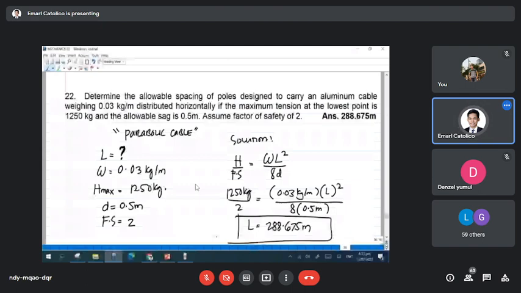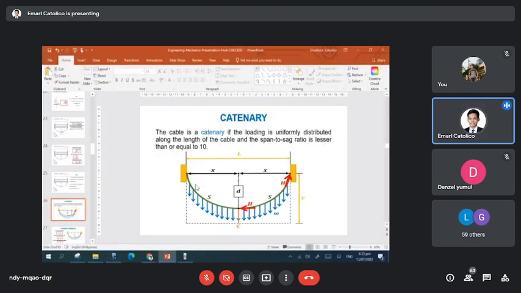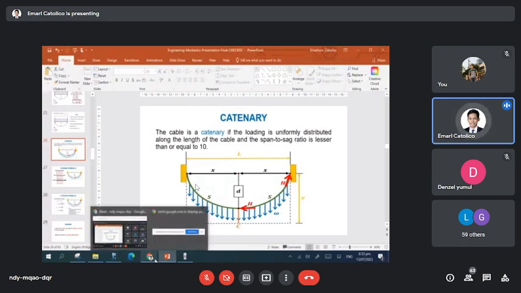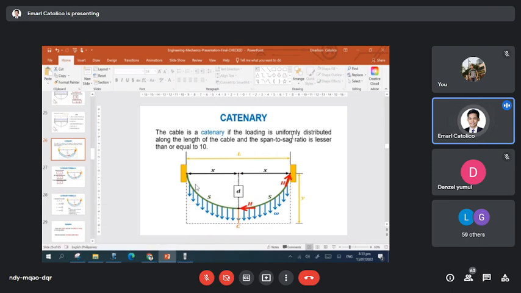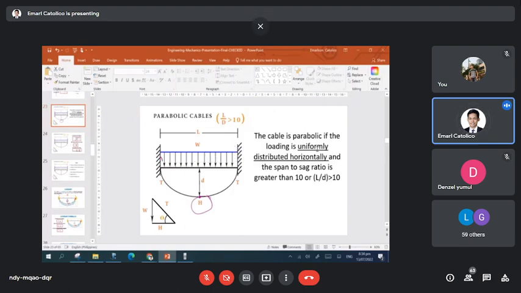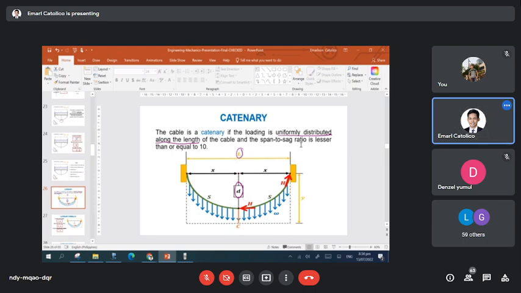Okay, next is the last topic, which is catenary. A cable is a catenary if the loading is uniformly distributed along the length of the cable and the span to sag ratio is less than or equal to 10. So our keyword here, in case L is not given, is uniformly distributed along the length. The keyword for the other one, the parabolic cable, is uniformly distributed horizontally. For a catenary, it is uniformly distributed along the length. So that is our keyword.